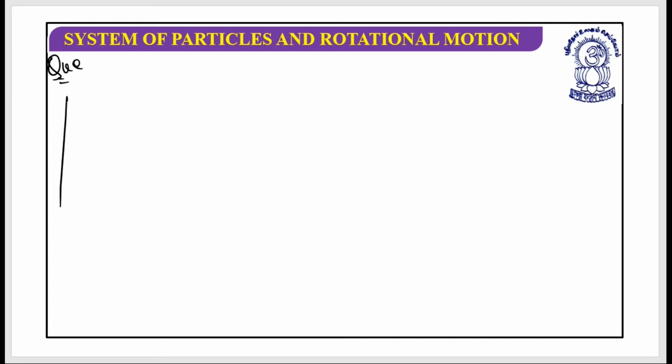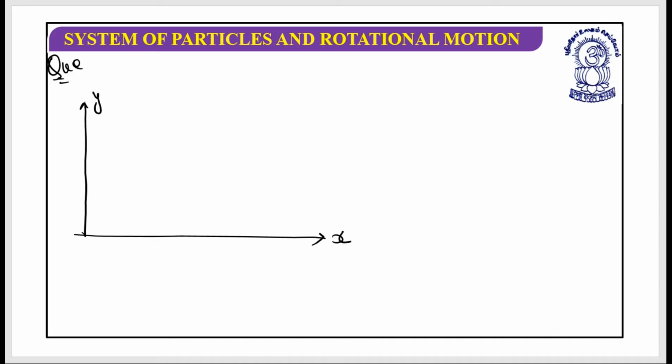So let's have a projectile motion. This is the y-axis. This is the x-axis. An object has been projected something like this, and it is going to reach this point. This is velocity u, making an angle theta. So the question is, let's define two locations. This is the first location and this is the second location.